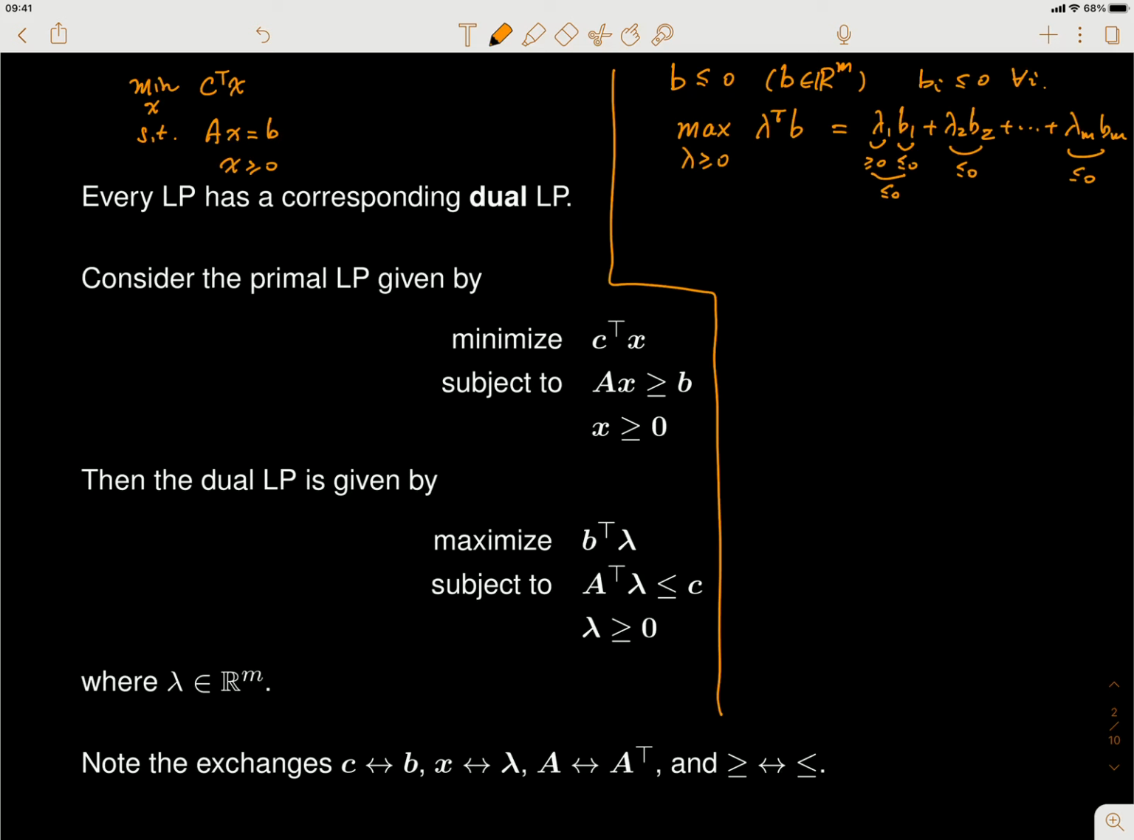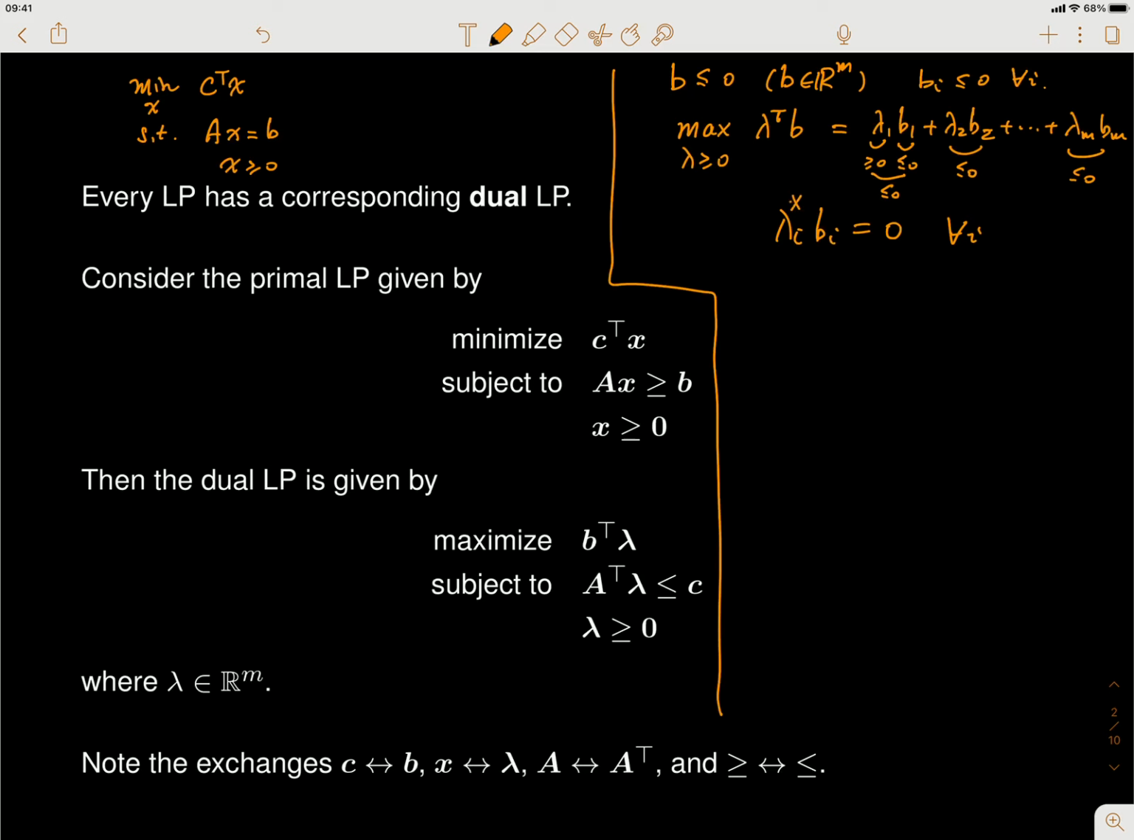Next question. Because every one of them is less than or equal to 0, to reach the maximum value equal to 0, every term has to be equal to 0. If any of them is strictly less than 0, then the sum will be strictly less than 0. So the only way to reach the maximum value of this objective function is to make sure every term is equal to 0. That means lambda i bi must be equal to 0 for all the i's.